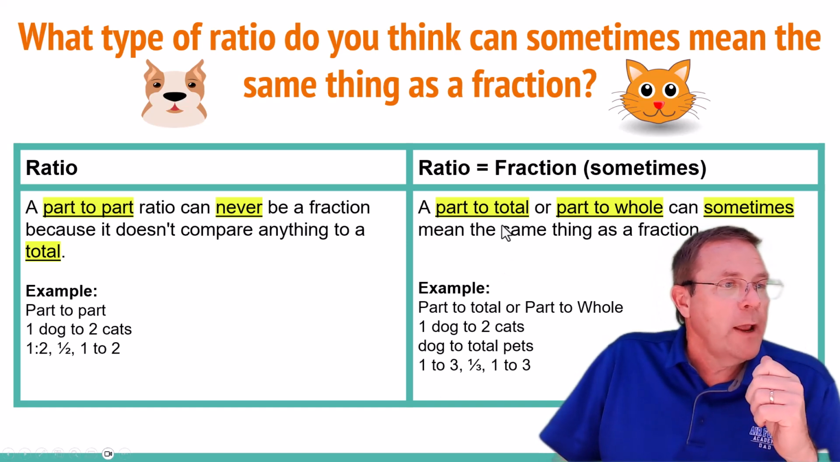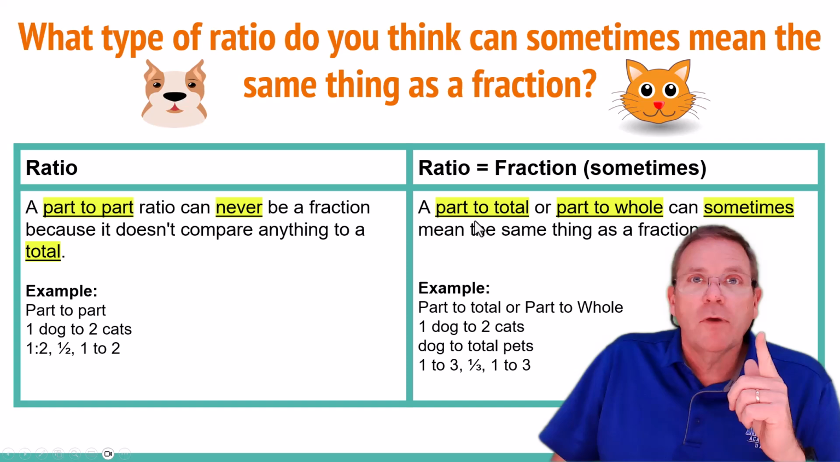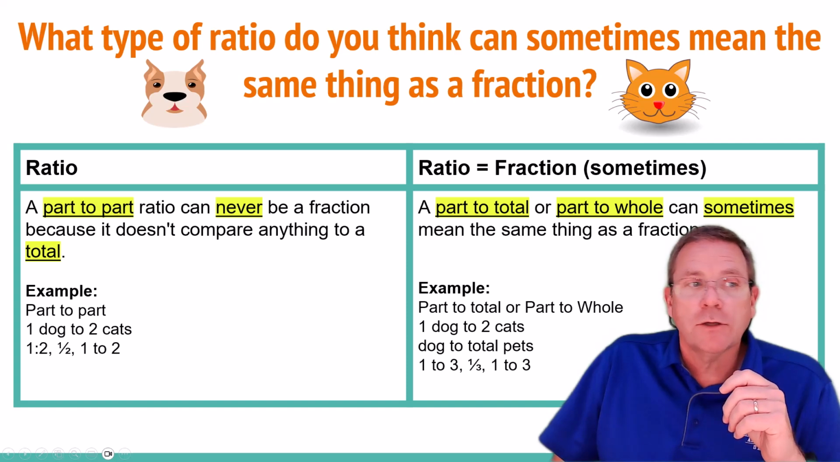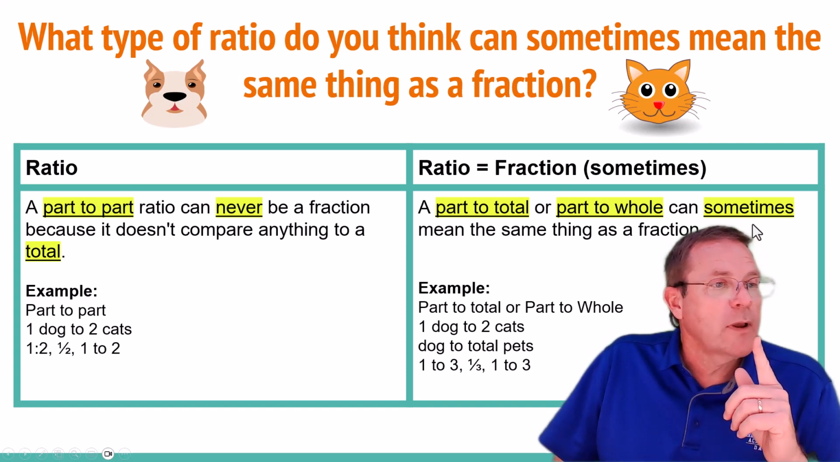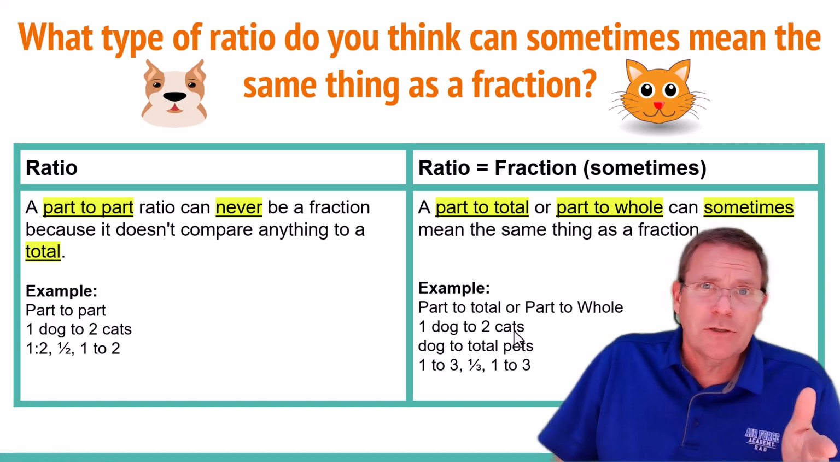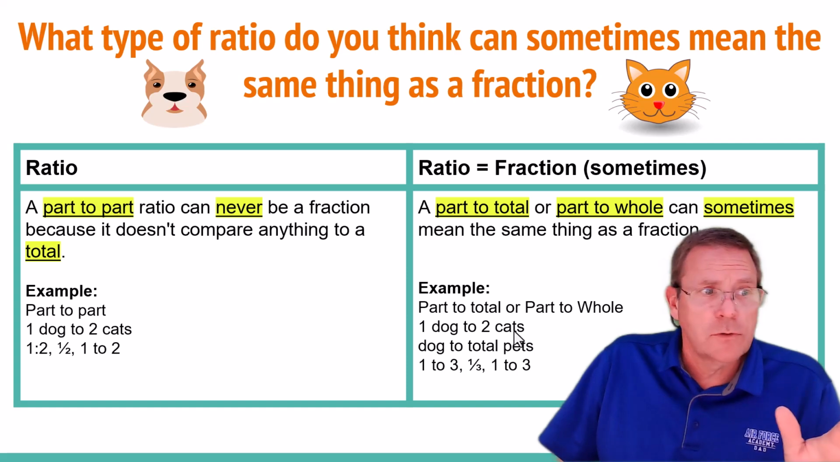Meanwhile, a fraction is a part of a total, also known as a part to a whole, and sometimes can mean the same thing as a ratio. So here, the ratio can sometimes mean the same thing as a fraction. So here we got an example of 1 dog to 2 cats. Is that going to be a fraction, or just a ratio? That's just a ratio. Cats and dogs are different.